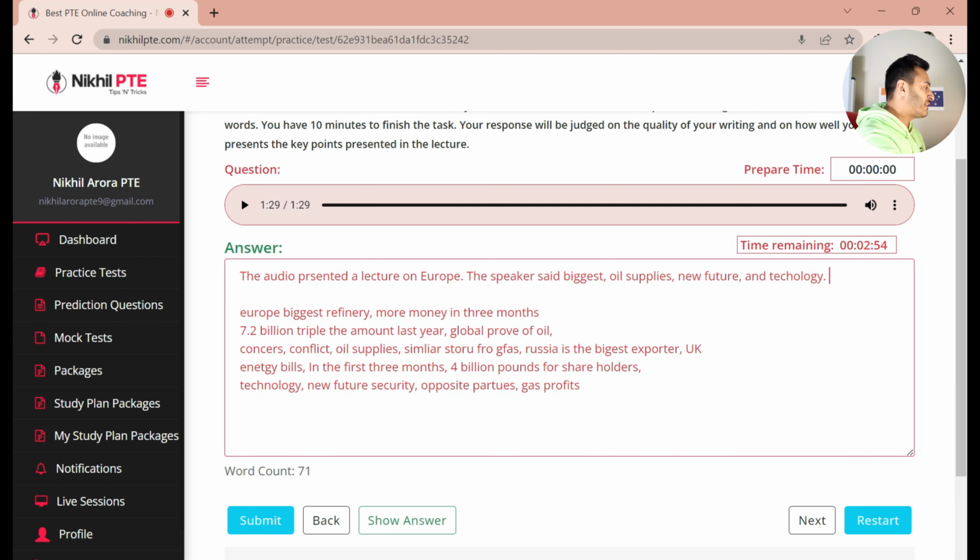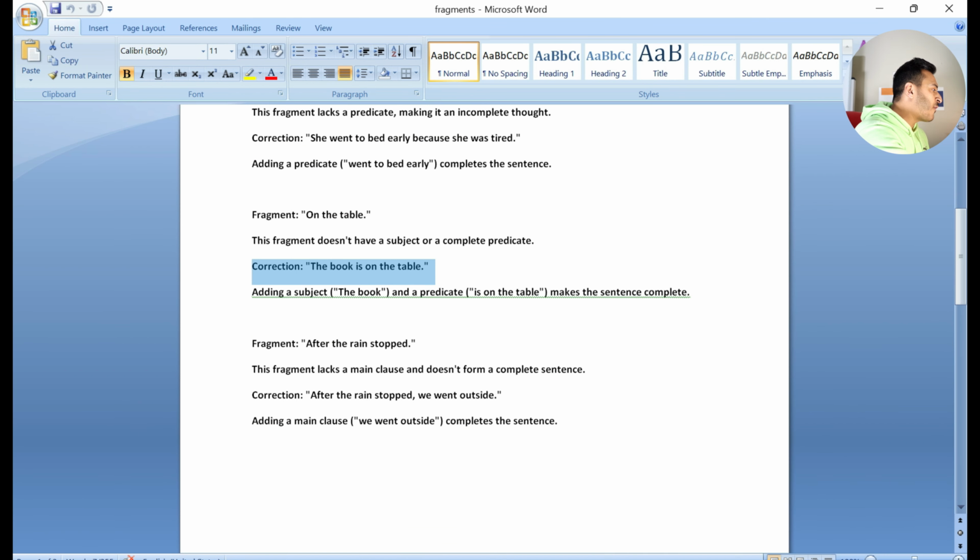So in the last example here, you can see oil supplies, new future. What is new future? You did not mention it properly. You should understand it, right? So these are fragments. After the rain stopped, you have written one phrase, but it is incomplete. After the rain stopped, comma, we went outside.